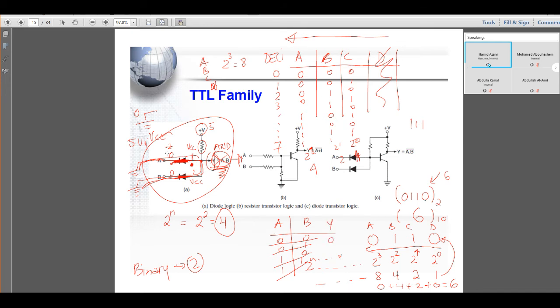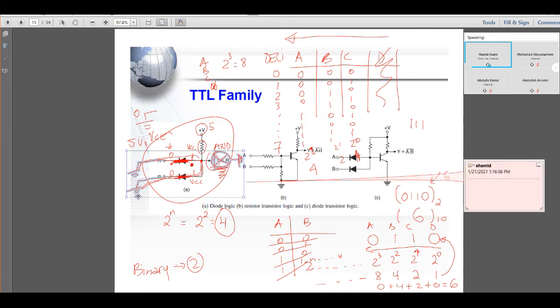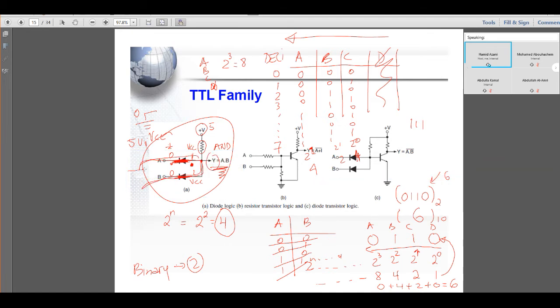If we put the next one, 0, 1, it means we keep this one to the ground. The other one will be connected to this one here. Let's delete everything. This one to the ground, which is 0 logic, and this one to VCC, which is 5 volts. So we'll be having here 0 and 5 volts. We'll be having 5 volts this side and 5 volts this side.